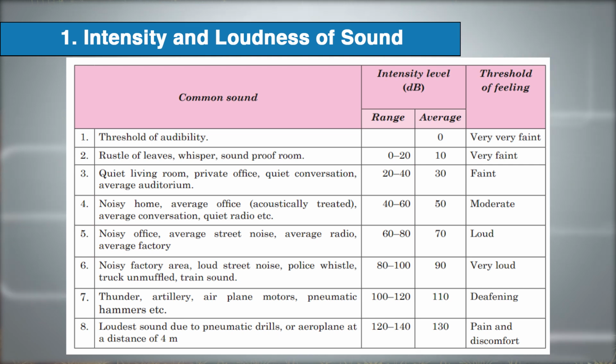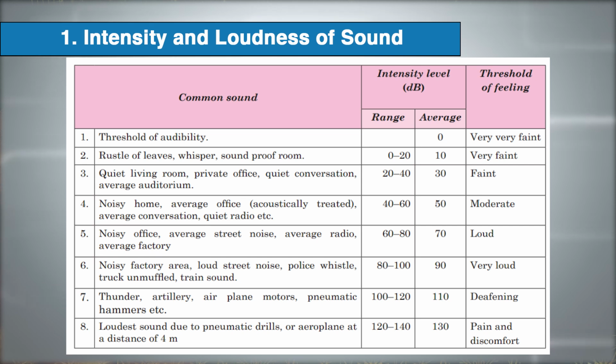Next example is rustle of leaves, whisper and soundproof rooms. Its range is 0 to 20 decibel and average is 10 decibel, but the threshold of feeling will be very faint. Next is quiet living rooms, private office, quiet conversation, average auditoriums. Intensity level, that is range, will be between 20 to 40 decibel and average would be 30 decibel and threshold of feeling will be faint.